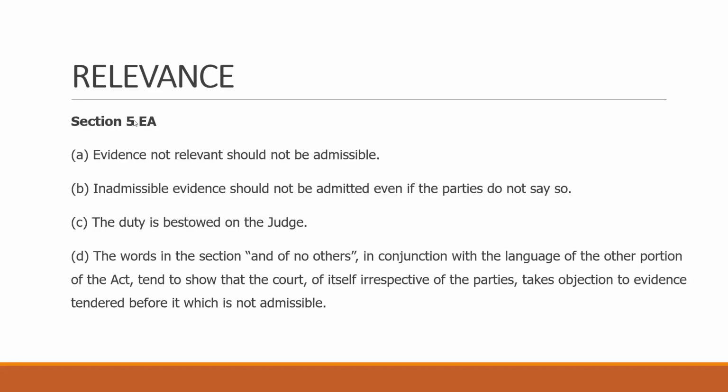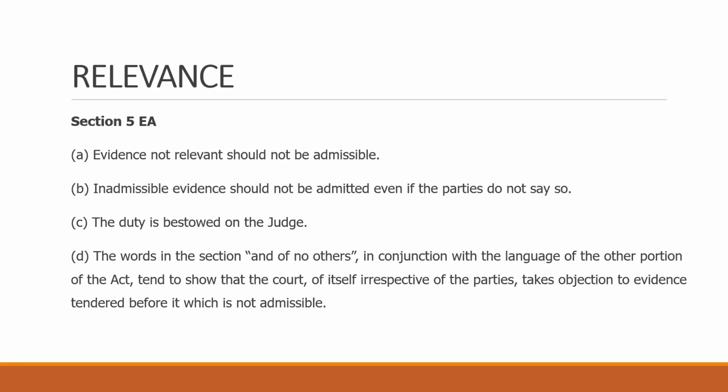Okay, and we look at the specific proviso. Section 5 is just a general one. Evidence not relevant should not be admitted in the court. And even, let's say for example, if the evidence itself is not relevant, it should not be admitted by the court, even if the opposing counsel, for whatsoever reason, fails to oppose or fails to object.